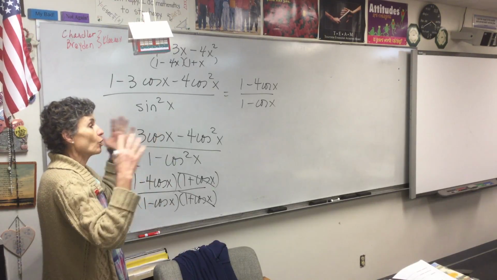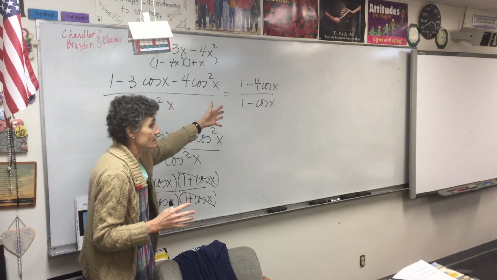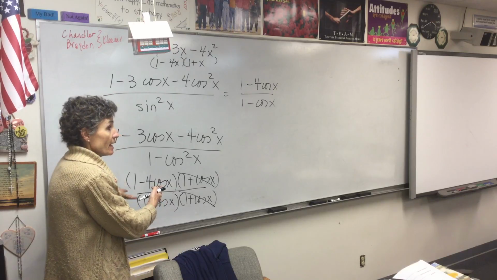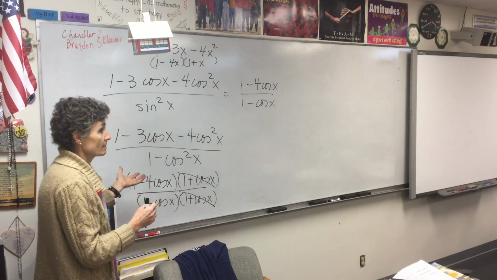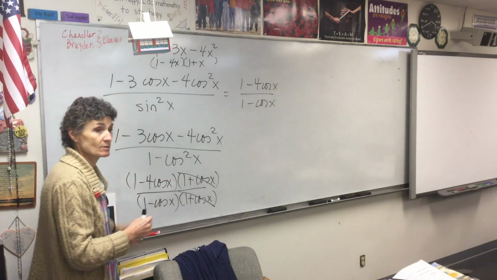So, things that are going through our mind. I need all cosines. I need to get rid of stuff. And you get rid of stuff by canceling it. And in fractions, that means you have to factor first so that you can cancel them out.